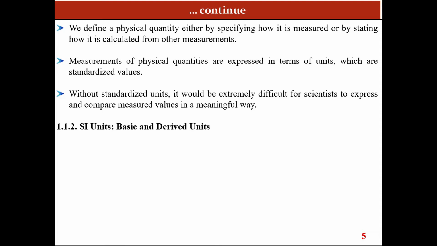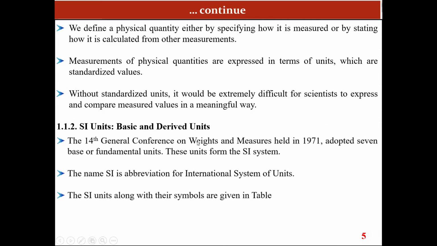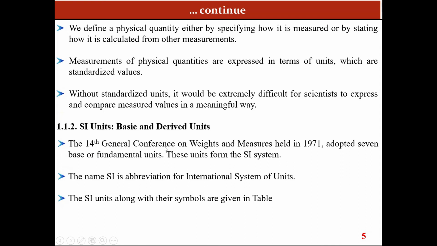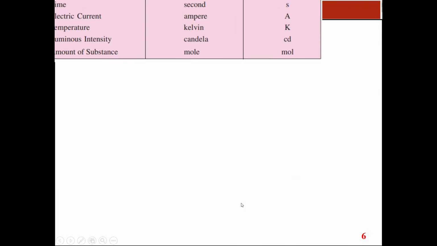Okay, so the second one is regarding the SI units for basic and derived units. The first General Conference on Weights and Measures, held in 1971, adopted 7 base or fundamental units, the units that form the SI system. The name SI is an abbreviation for International System of Units. Most of the time we just say SI unit. So this means International System of Units. The SI units along with their symbols are given in the table below.